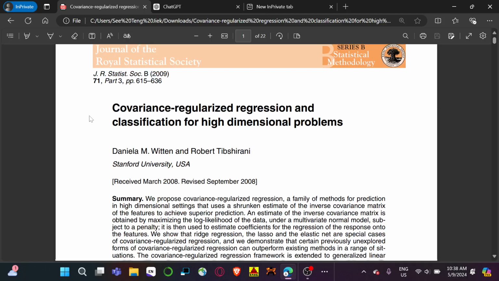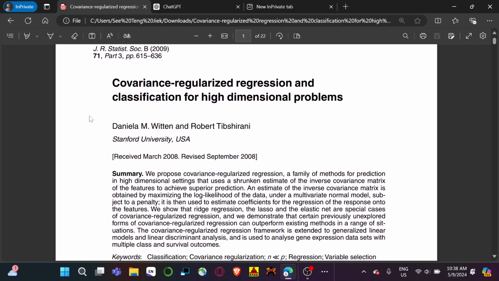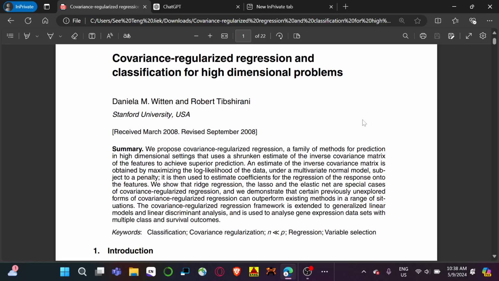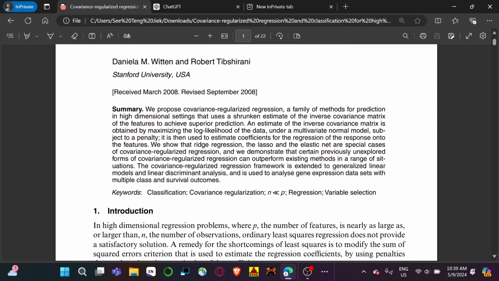Just a heads up though, I'm not an expert in this topic per se. It gets really mathematically involved, which isn't typically my greatest strength. But I figure why not we learn this paper together. Okay, let's start. Let's go through the summary.